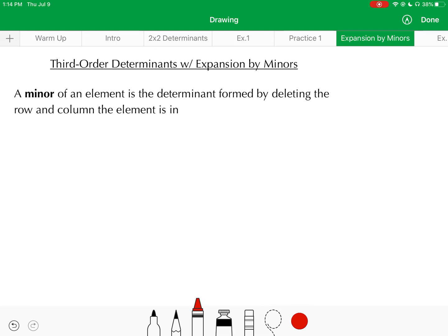Expansion by minors requires us to know what a minor is. A minor of an element in your matrix is simply the determinant formed by deleting the row and column that that element is in. So every single element of a matrix has its own minor associated with it, okay? So let's demonstrate that. You've got to think of this like a formula that you would use to find the determinant, okay? So let's say matrix A is 3 by 3 with the following elements.